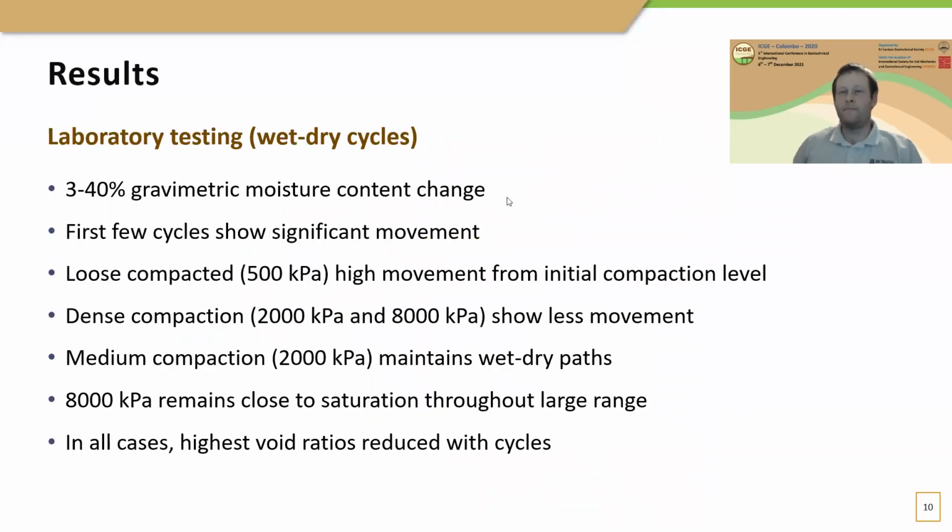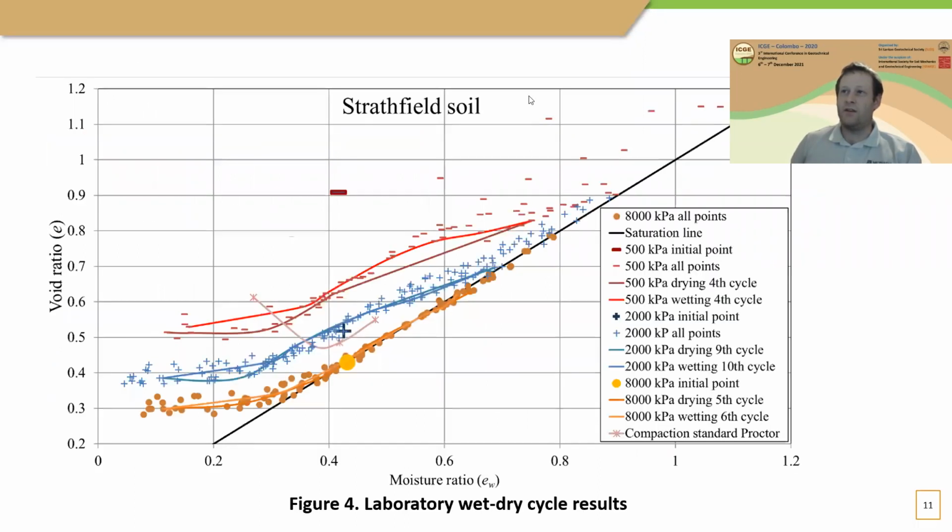So the results of the laboratory testing on the wet dry cycles. The test results varied from 3 to 40% gravimetric moisture content change. The first few cycles show significant movement, and the loose compacted 500 kPa specimen had high movement from the initial compaction level. I'll just show you that on here.